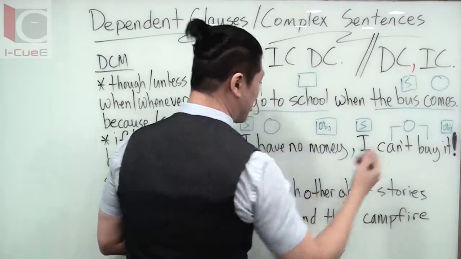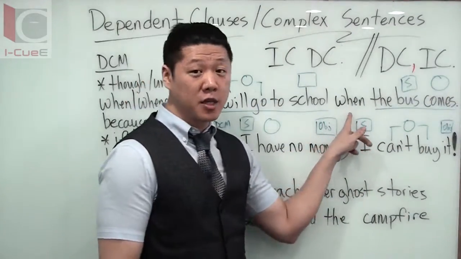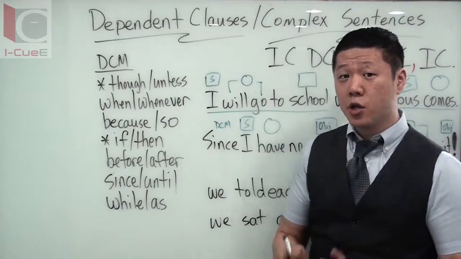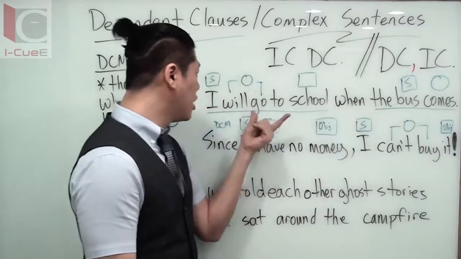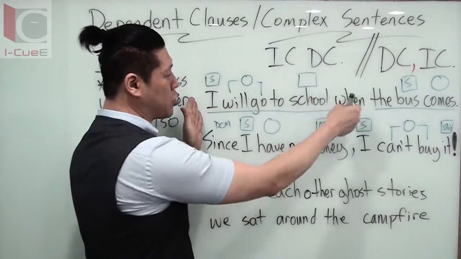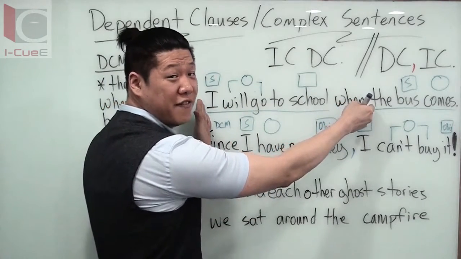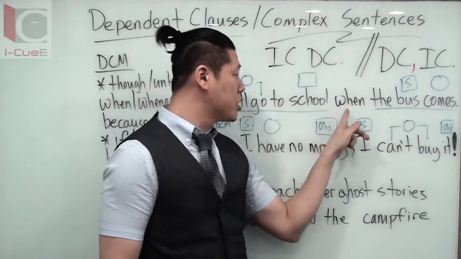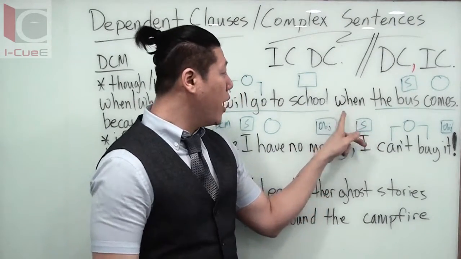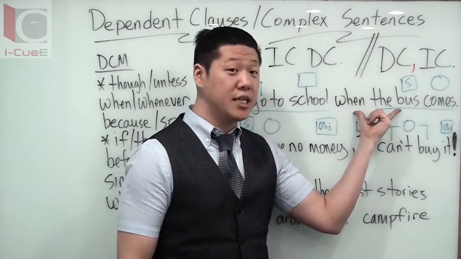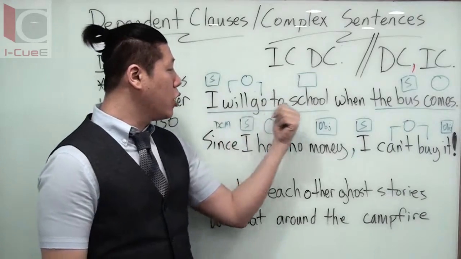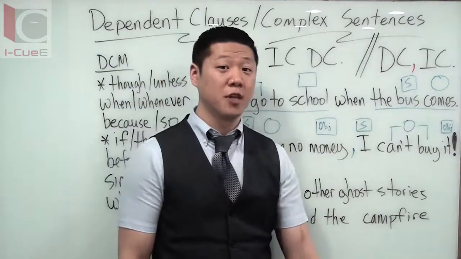I'm going to put this. The bus comes. Because of the "when," this is a DCM. This is a dependent clause marker. So this is how you know. This goes to school, or when the bus comes, these go together instead of I will go to school when. That's not how your clause finishes, okay? Clauses will start with a subordinating conjunction or a DCM. So when the bus comes, this is your DC, this is your IC, so there is no comma. I will go to school when the bus comes.